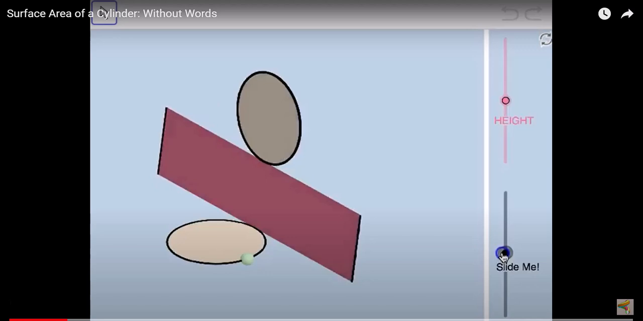Now, I'm keeping those going. I can't remember this animation. Shh. All right? Pay attention.